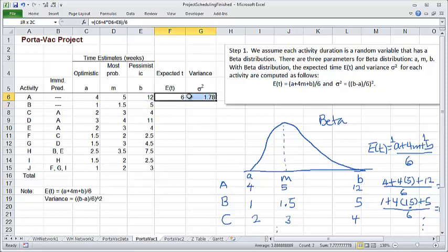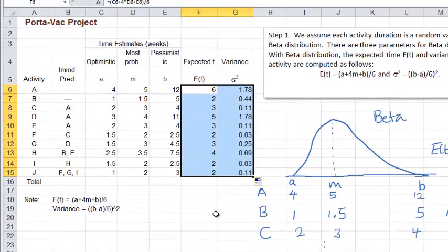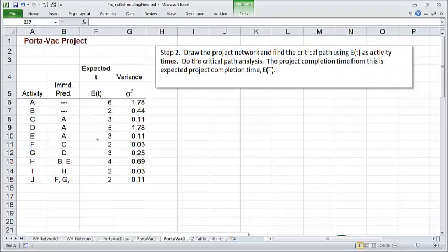Now we could just copy down these formulas. Now we have those two columns filled in. Here we have the table already with the results of our calculation. Now we're going to draw the project network and then do our critical path analysis.